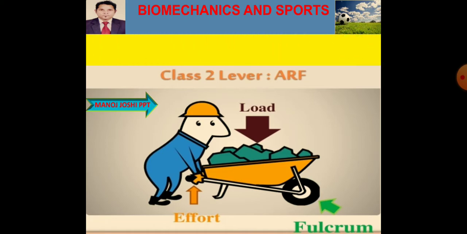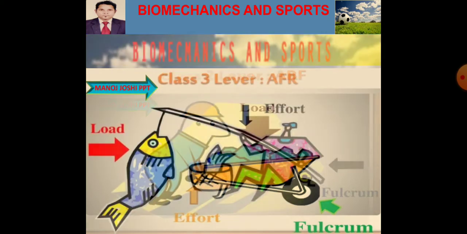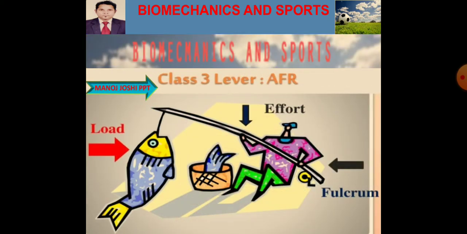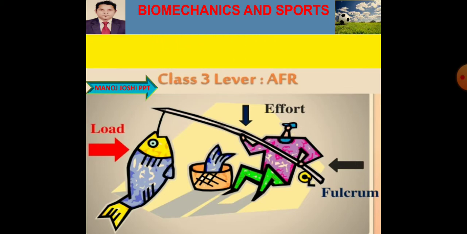Third type of lever we will see here then. In the third type of lever, the load is at one end and the effort is at the middle, and the fulcrum is at the other end. So this way the work is done with the help of the lever.